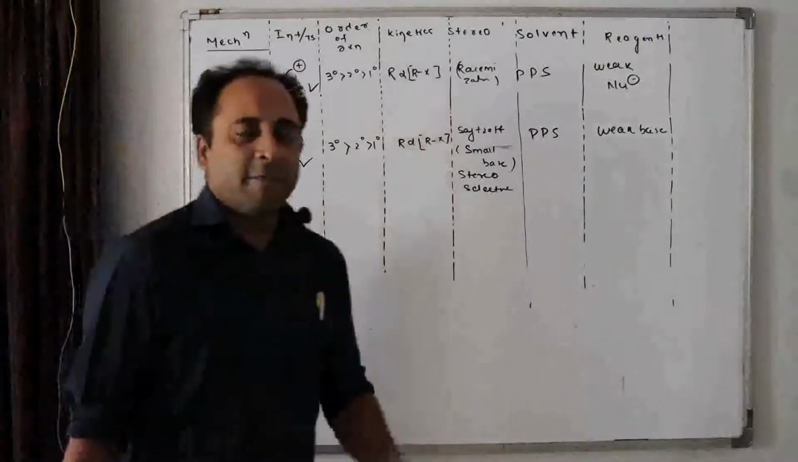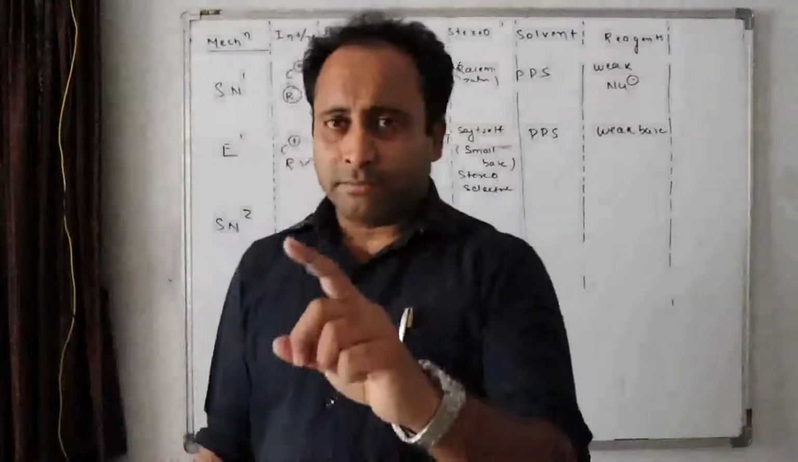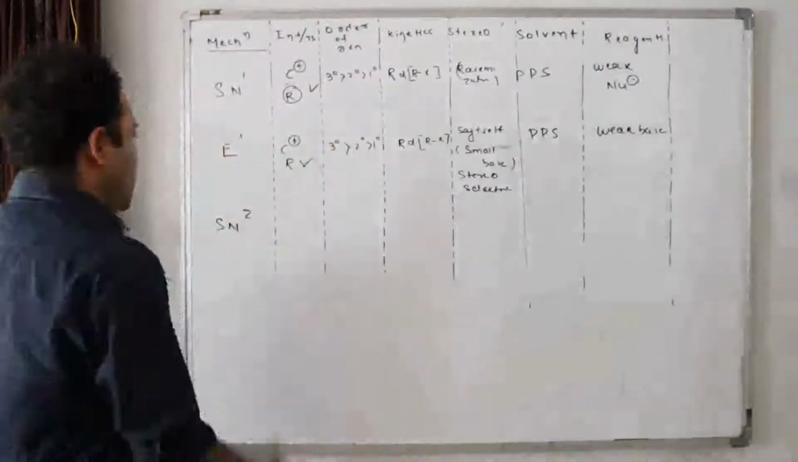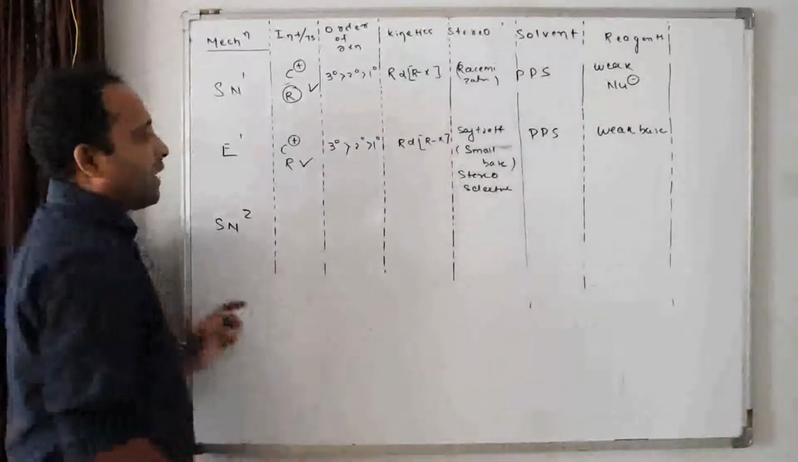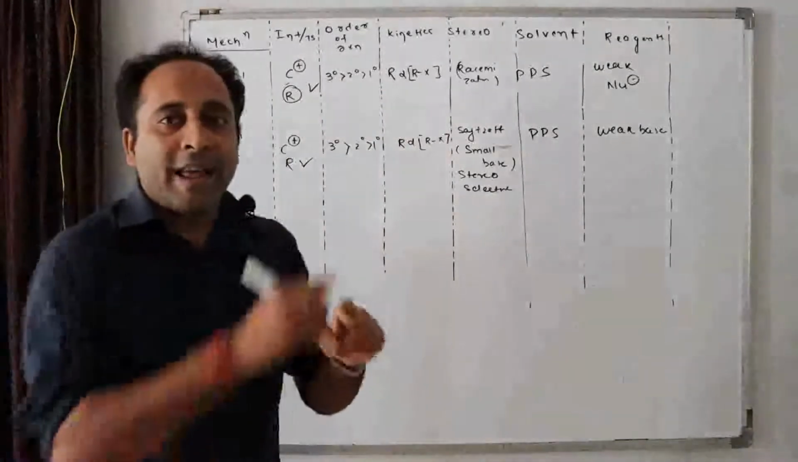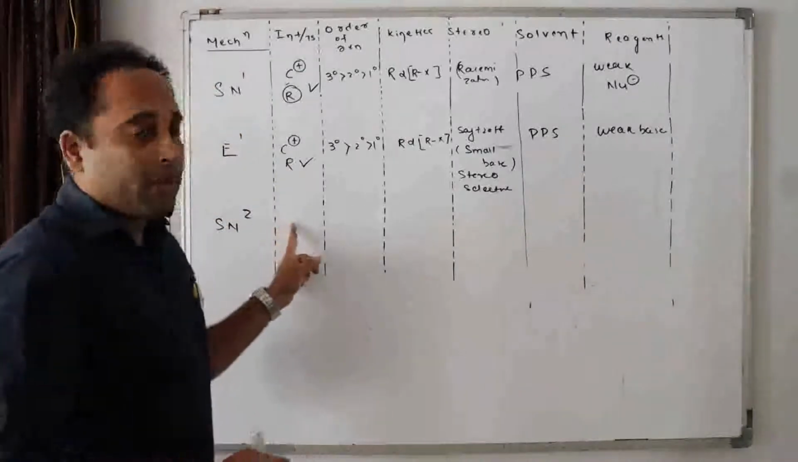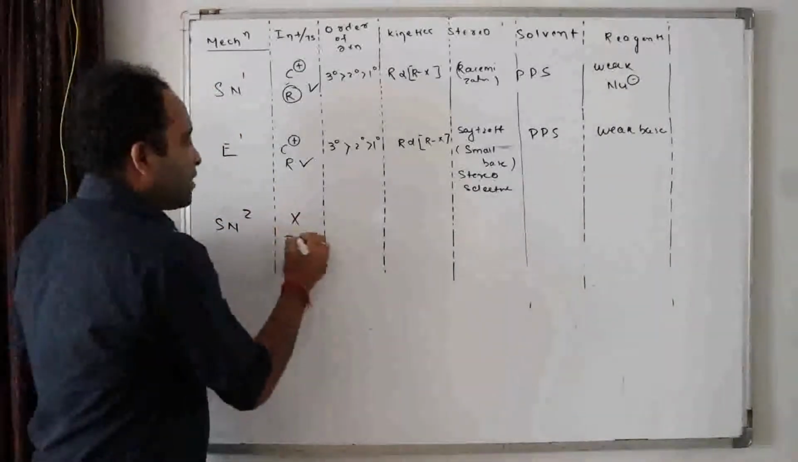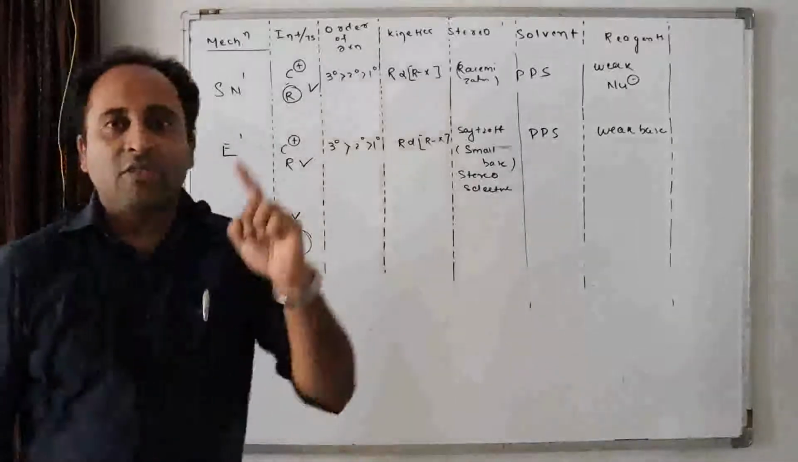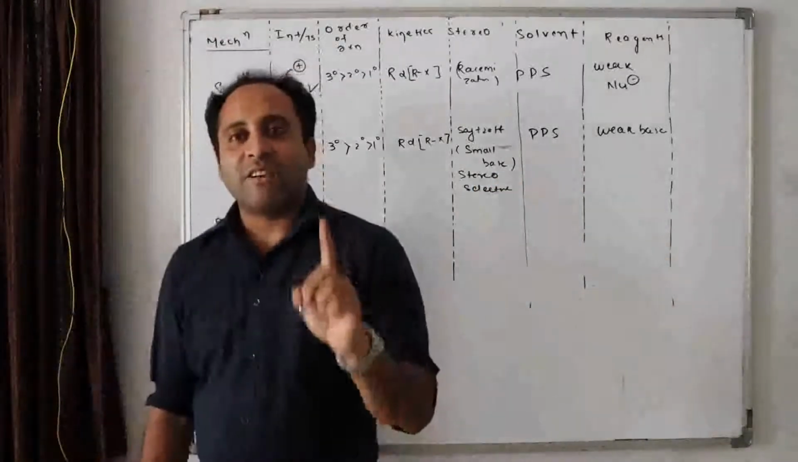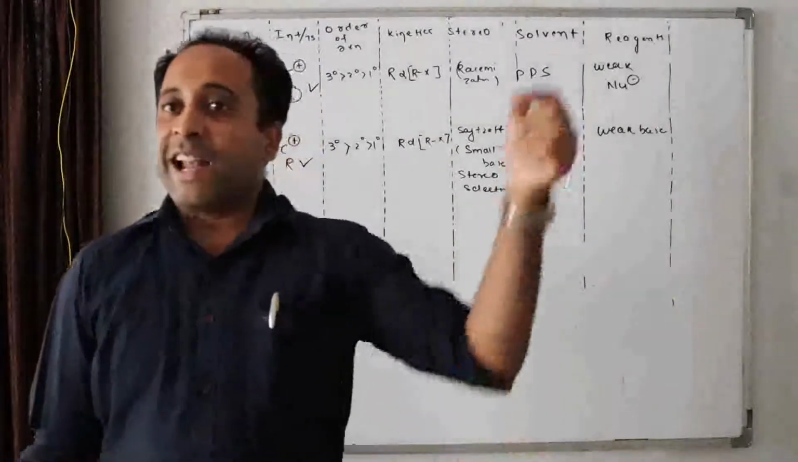SN2 is a single-step concerted reaction. In one step, what happens? Bond breaking and bond forming. In SN1, an intermediate is formed. Do you remember, a carbocation is formed as the intermediate; here there is no chance of an intermediate step, only a transition state is formed. The transition state is a trigonal bipyramidal, having a negative charge over it.